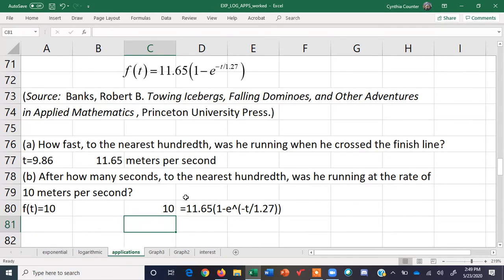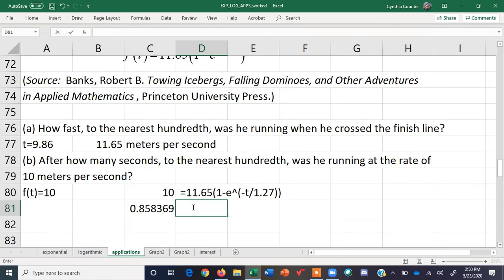Something like this, when you have this coefficient, let's divide out the coefficient. We're trying to solve for t, which means we ultimately want to get the e to the power part isolated, right? This part here we want by itself. So we have to get rid of the 11.65 and this 1. So let's divide this 10. Notice I can actually just click on the 10, divided by 11.65.